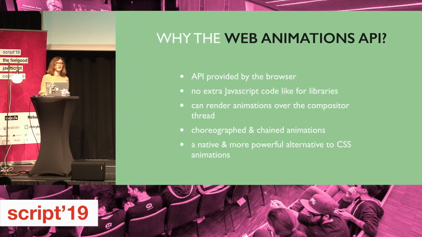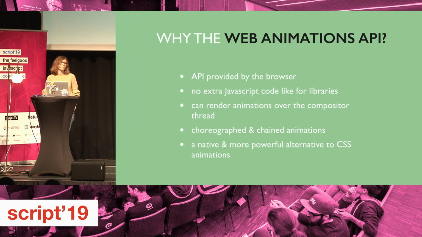And why is the Web Animations API there? Why did they create it? It's a native API by the browser. We don't need to load external JavaScript libraries to do animation, but we can do more powerful animation. We can react to JavaScript events, and we can also render animations over the compositor thread. So we don't have to render it over the main thread, but we can render it like CSS animations do, over the compositor thread, which is more performant.